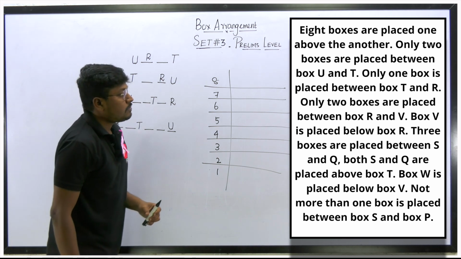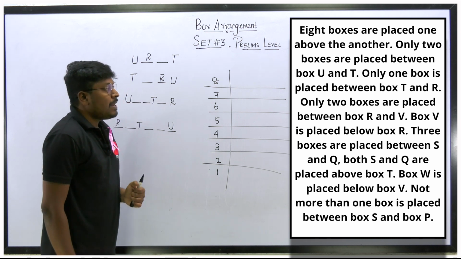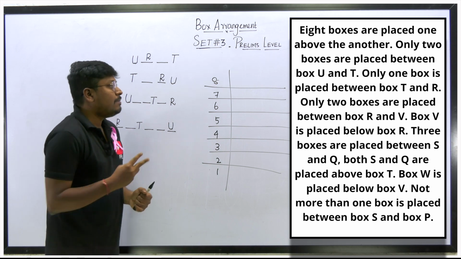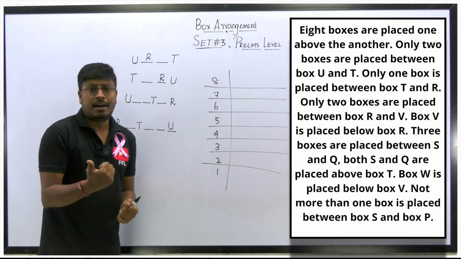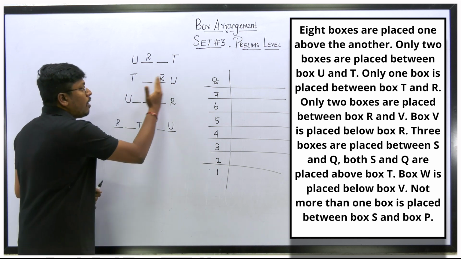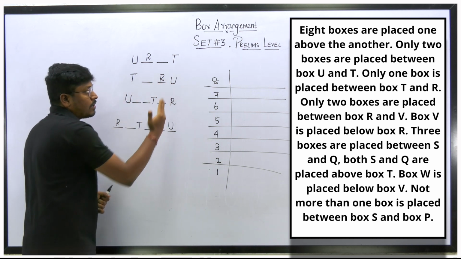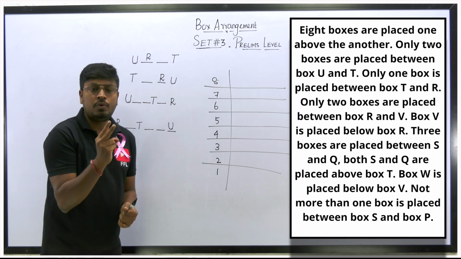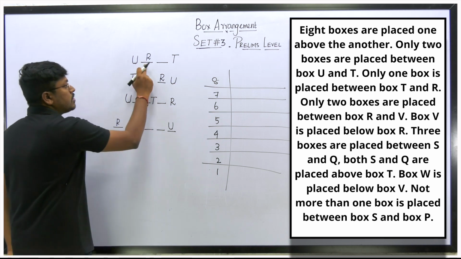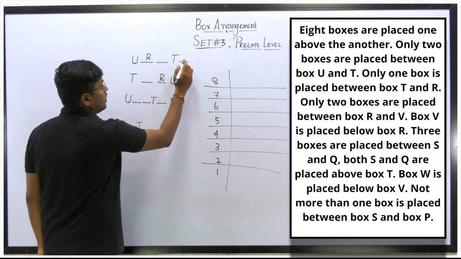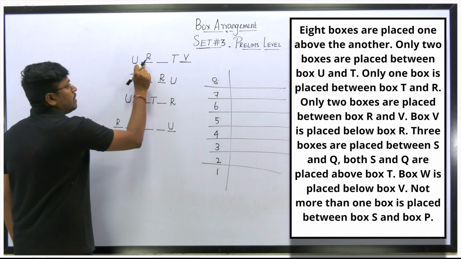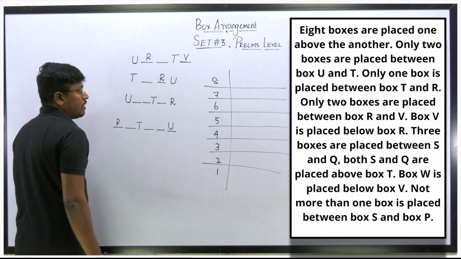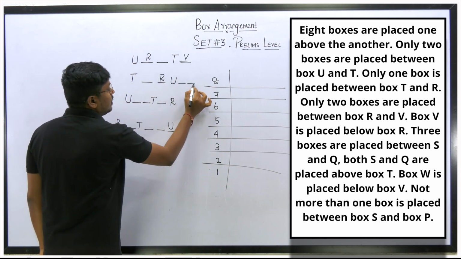Next point, only 2 boxes are placed between R and V. So between R and V there are 2 boxes, and box V is placed below box R. Just see here, below box R, not above box R, is where box V is placed. Another point is that only 2 boxes are between R and V. So in possible diagrams 1 and 2, this will be V. Understood or not? Between R and V there are 2 boxes, and box V is placed below box R. Similarly, between R and V there are 2 boxes.